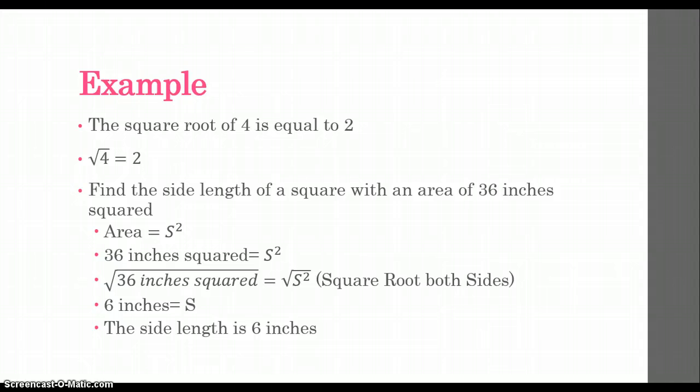Well, we know the area of a square is s squared. So the area here is 36 inches squared, which is equal to s squared. To get our side length, we have to square root both sides, because squaring and square rooting are inverse operations. So once we square root both sides, we get 6 inches is equal to s, and the side length is equal to 6 inches.